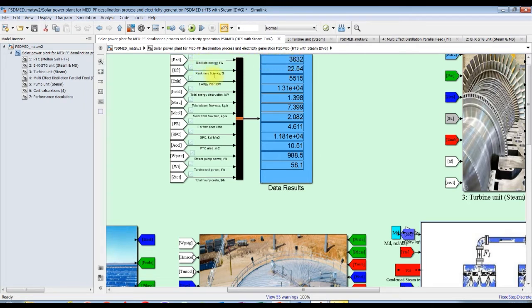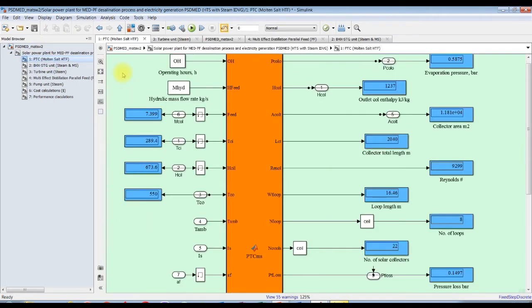This is distillate exergy, Rankine efficiency around 22, exergy inlet, total exergy destruction rate, total steam flow rate, it's 1.39, total steam cycle flow rate. Solar field flow rate is around 7.4 kilograms per second. This is performance ratio, specific power consumption, per solar field area, steam power, pumping power, pump, turbine power, and this is hourly cost, total hourly cost. Let's go for the collector and see what is going on here.